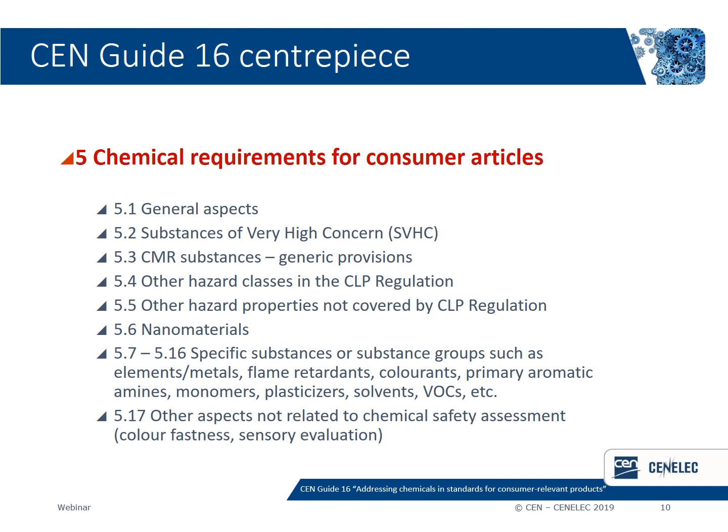The first 6 clauses are dealing with groups of substances in a more generic fashion without looking at specific substances. By contrast, the clauses 5.7 to 5.16 are looking at specific substances which fall in any of the categories elements, metals, flame retardants, colorants, primary aromatic amines, monomers, plasticizers, solvents, volatile organic compounds, and others. Lastly, there is one clause dealing with other aspects not related to chemical safety assessment, such as color fastness or sensory evaluation, which can be found in various specifications.